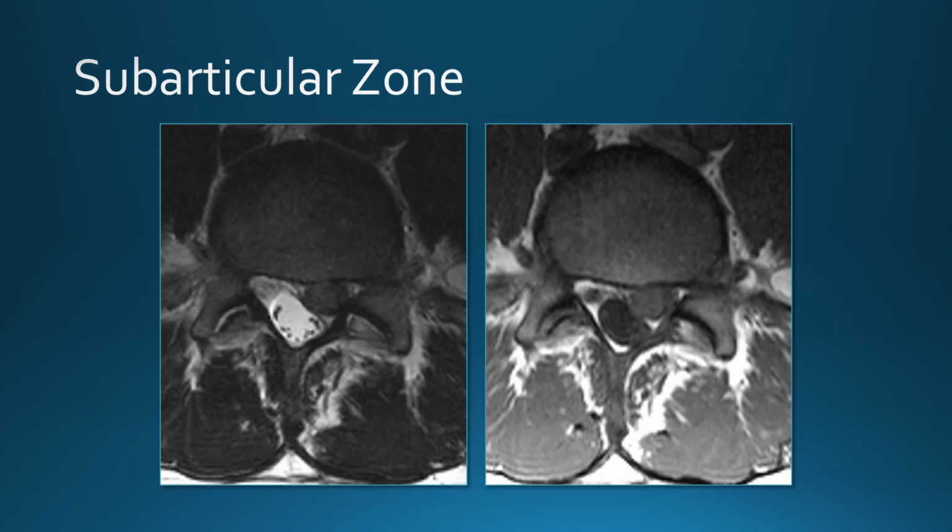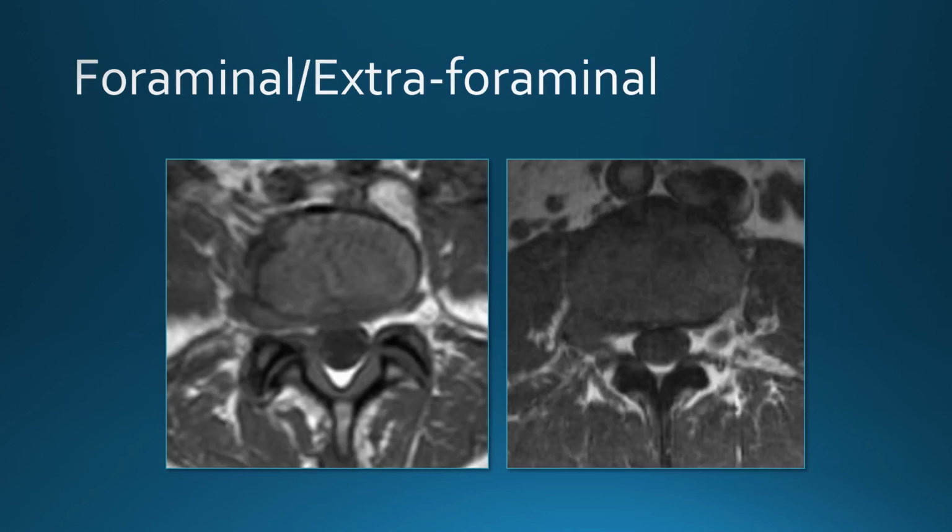Subarticular zone or lateral recess. So here's our herniation in the left subarticular zone or lateral recess. So these often will compress the nerve root after it's exited the thecal sac. So the nerve root has left the thecal sac here, and it's in the lateral recess and not yet reached the neural foramen. So subarticular herniation will often compress the nerve root in this location.